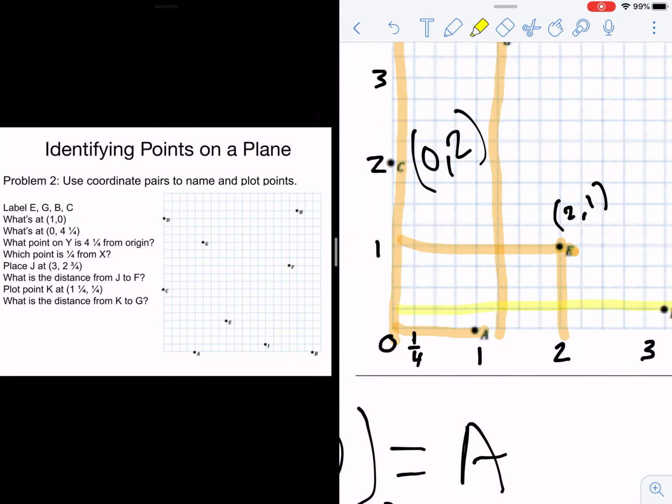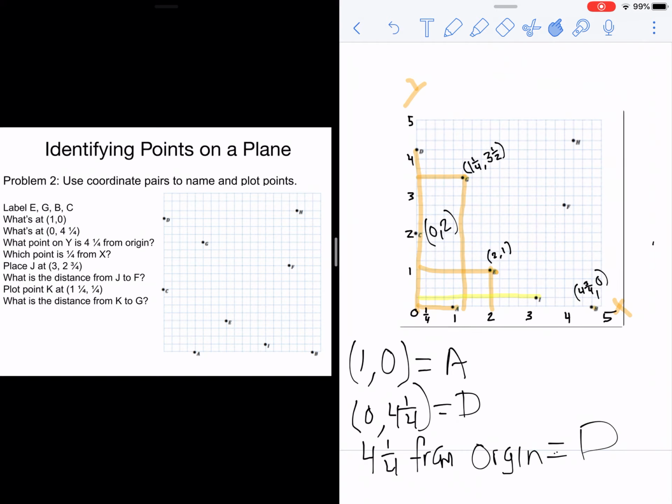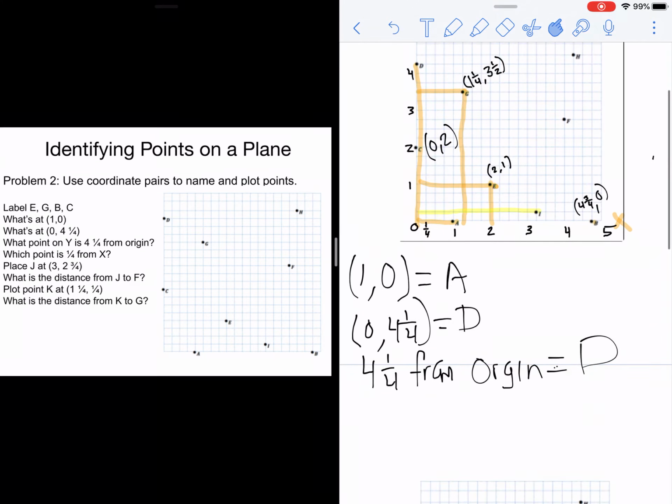What do you guys think? I see something on that line. The point I. The point I. So we're going to write these down. So I is 1/4 from x.